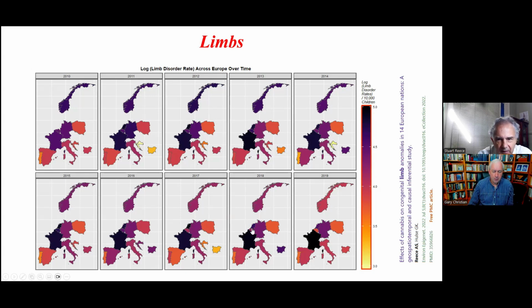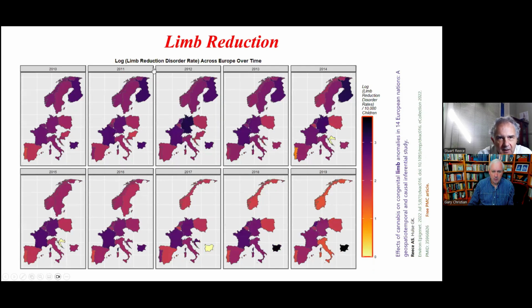So that's really the pattern that we're seeing there. And then limb reduction disorder, this is where the limbs are shorter. Netherlands is high, Bulgaria is very high. Germany was high there, but has dropped somewhat. And that's the main patterns that we see. France was high, it's down a little.